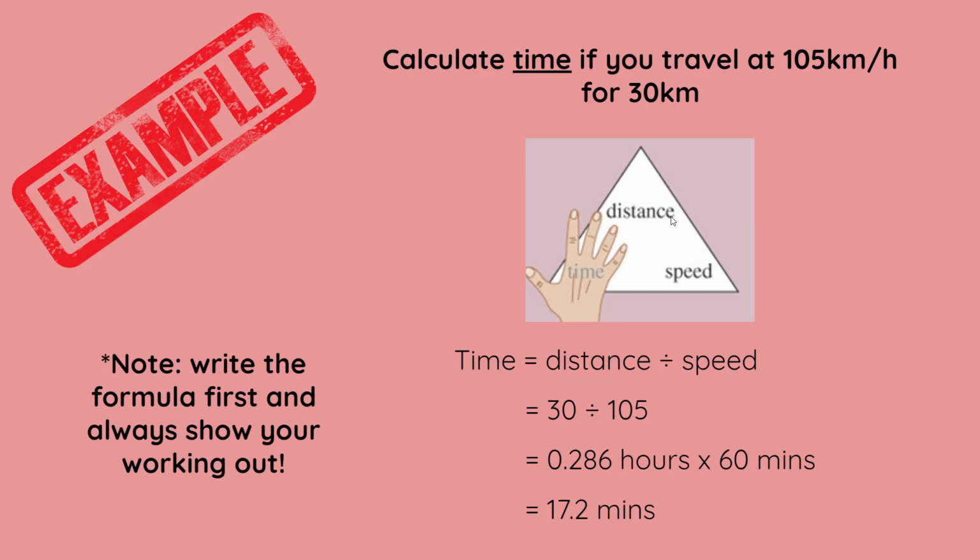Okay, if they ask you to find time, cover up time in your triangle, you're left with distance over speed. So distance divided by speed. Put your numbers in, 30 kilometers divided by speed, so it's already in kilometers per hour, so that's easy. 30 divided by 105.